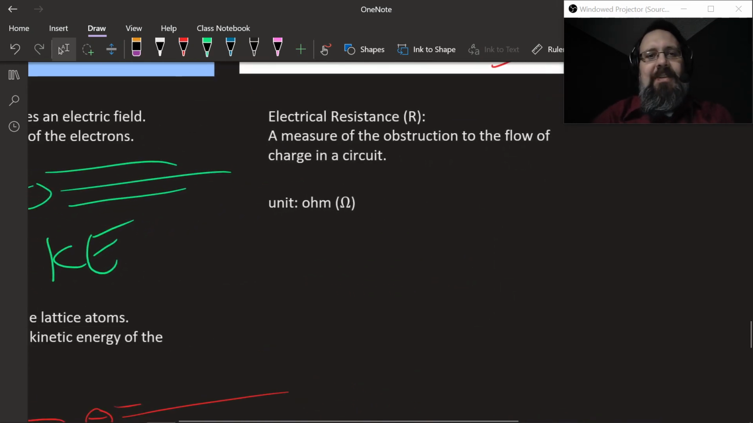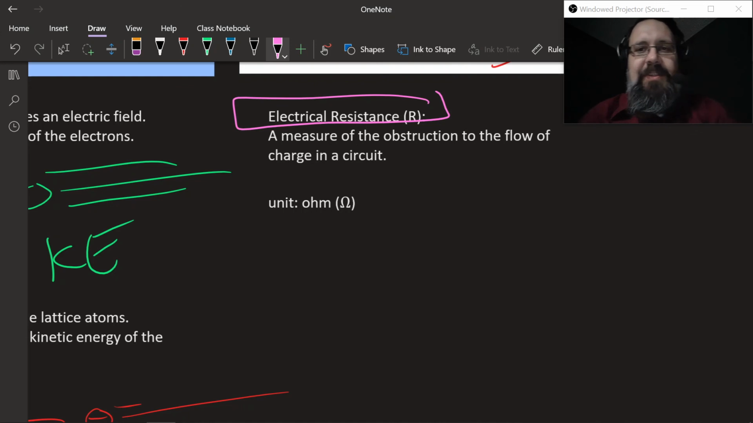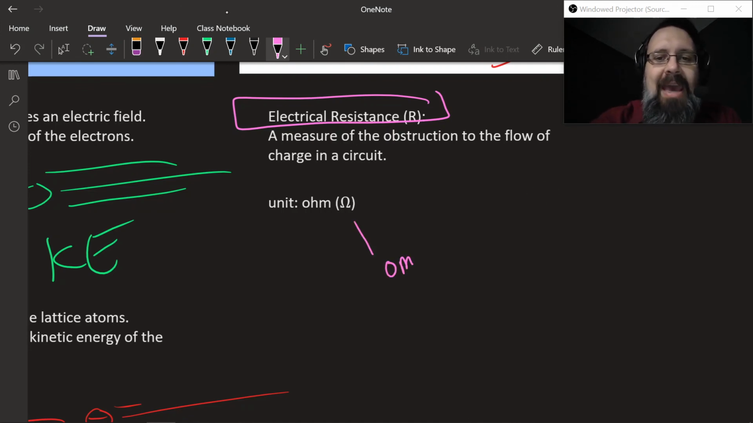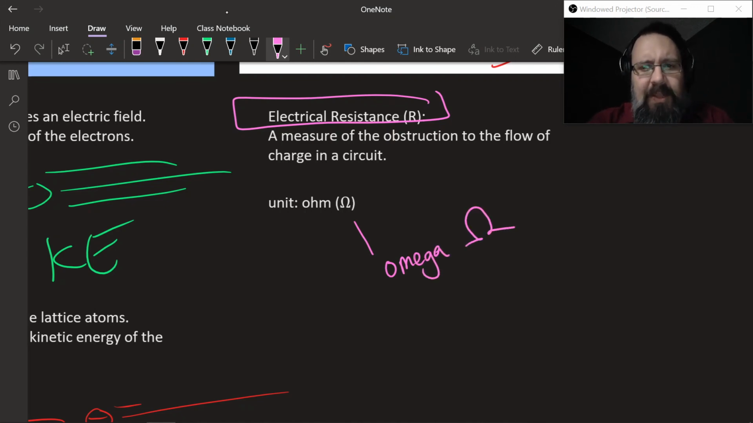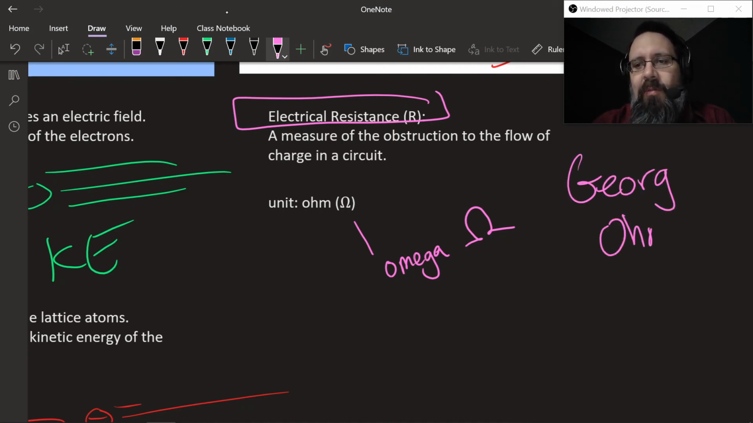All right, so this is the last thing I want to teach you guys about, this concept of how difficult it is for charges to flow through a material. It's called the electrical resistance. And the unit of the electrical resistance is the ohm. And we use the Greek letter omega for that. The Greek letter omega looks like that. It's named after George Ohm, a German physicist who figured all this stuff out.